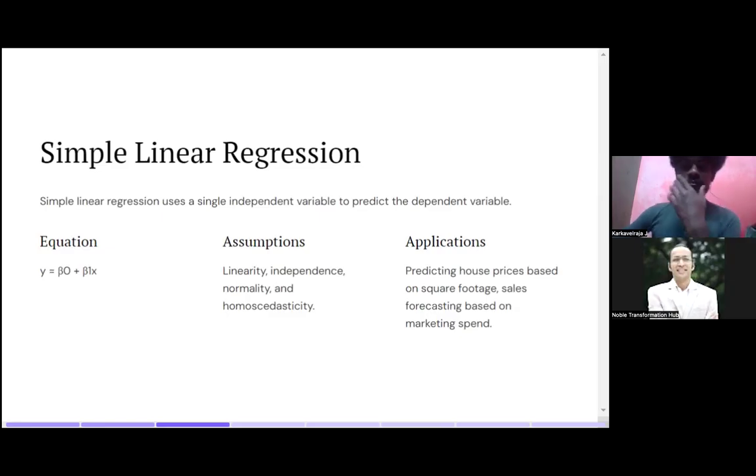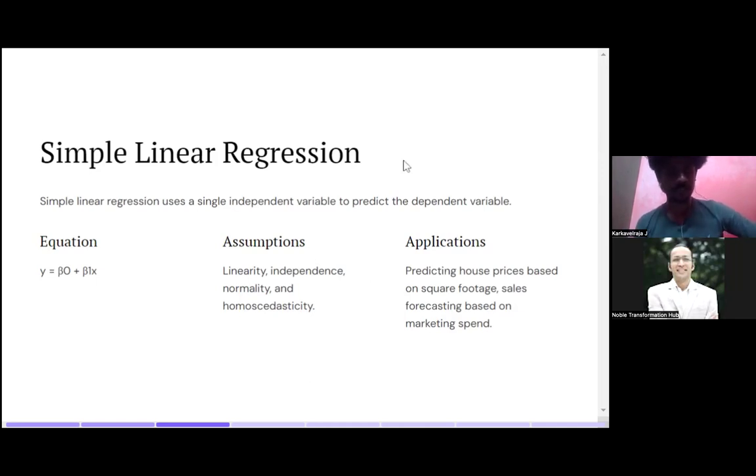That would be one of the variables. Sales forecasting on marketing spend: the square feet can be one variable, and then marketing spend, how much we have spent on marketing. This is how we can apply simple linear regression on a single variable. Okay, let's move to the next slide.